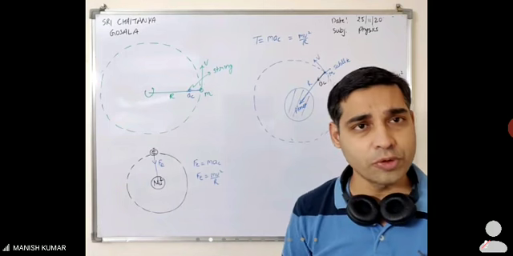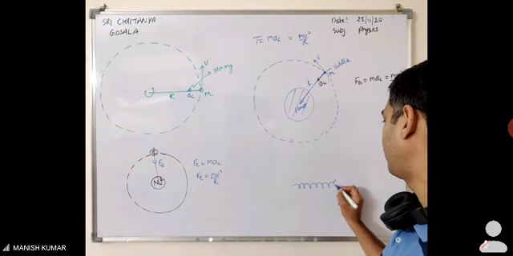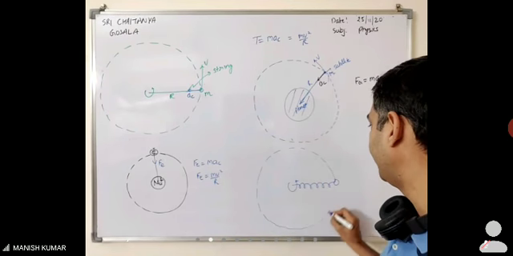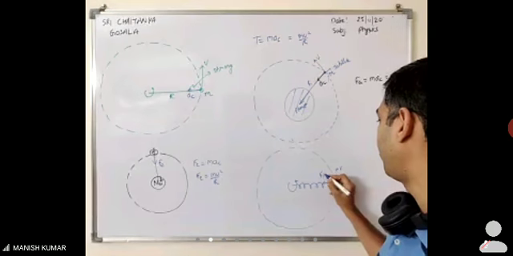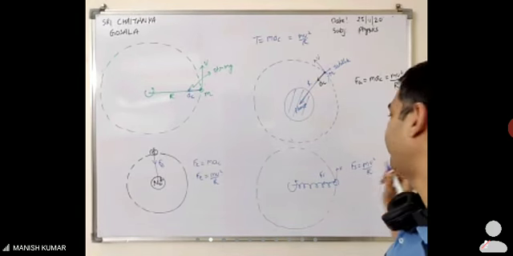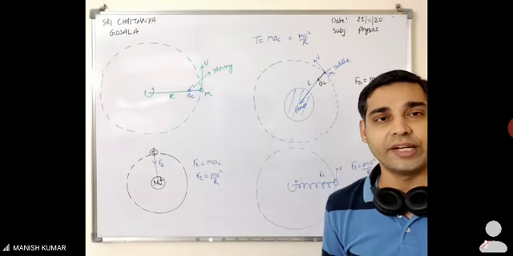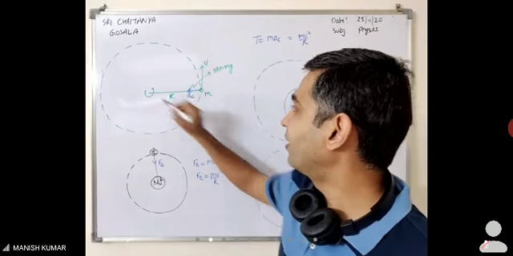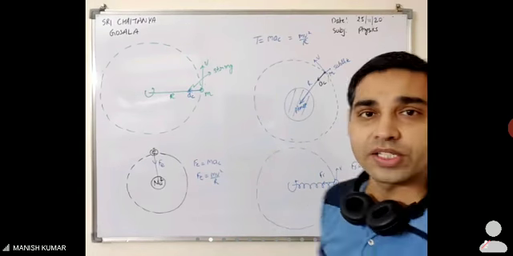It could be spring force also. For example, if you connect by a spring and you revolve a body, then the spring slightly lengthens and the spring force, which I will call Fs, will provide the centripetal acceleration. The force could be different, but the role of all the forces is the same: to rotate the body. And all these forces are acting towards the center.